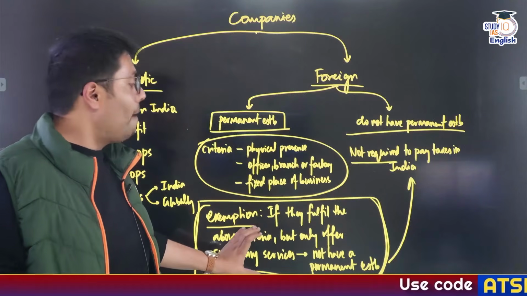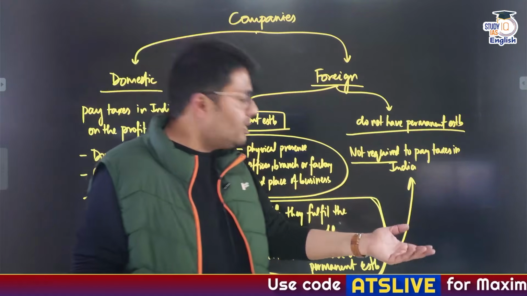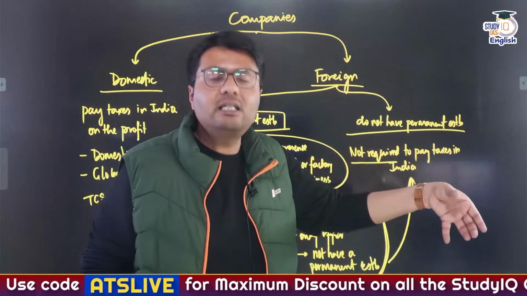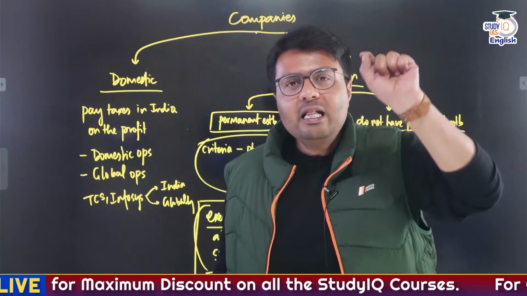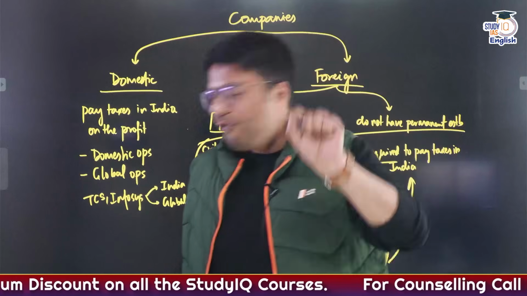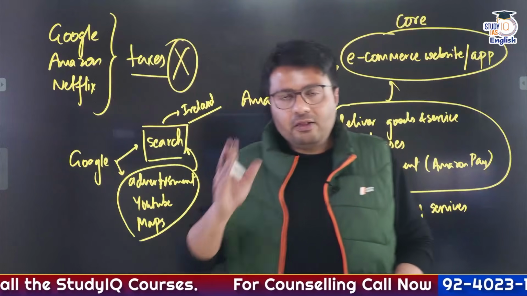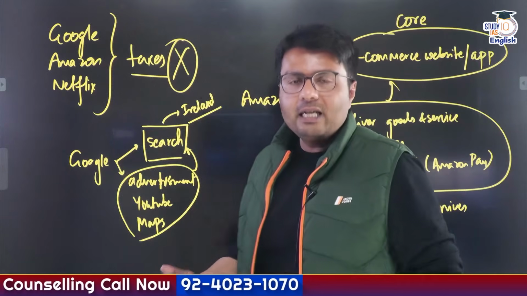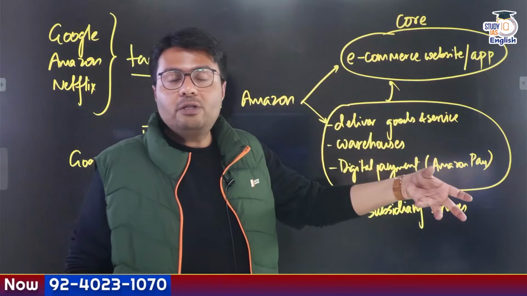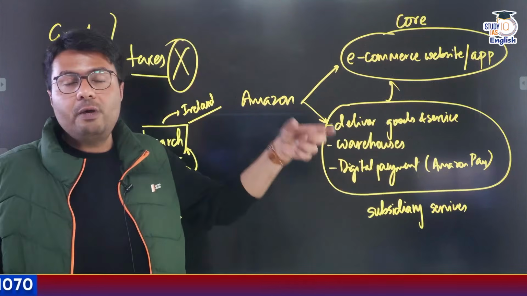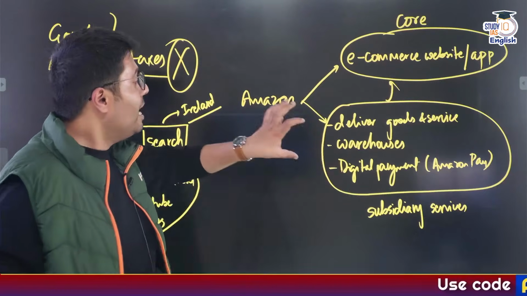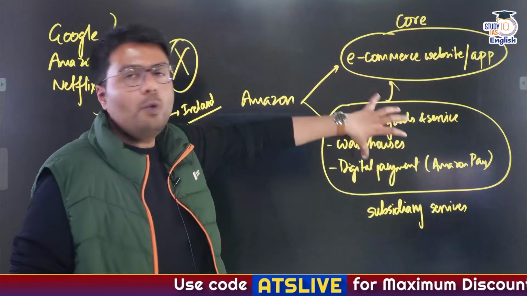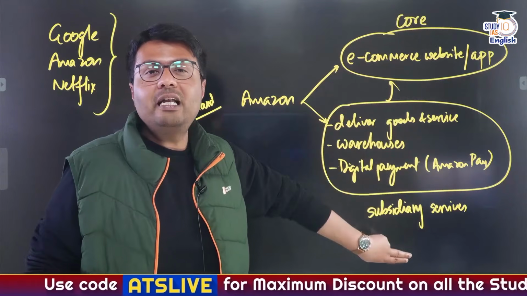And the qualification of permanent establishment, most importantly, has an exception. If a company is delivering only subsidiary services, then it won't be considered as having a permanent establishment, even despite the fact that it has offices, branch offices, factories operating in India. I can explain this with an example of companies like Amazon, because they deliver goods and services in India. They maintain big warehouses where they store these goods, and they also offer digital payments. But according to this definition, all of this work done by Amazon in India is subsidiary services.